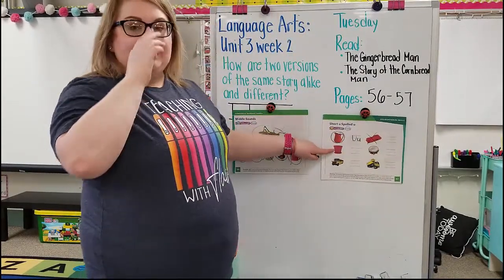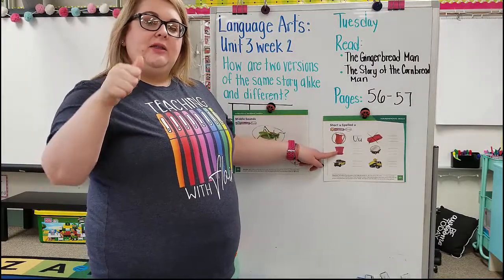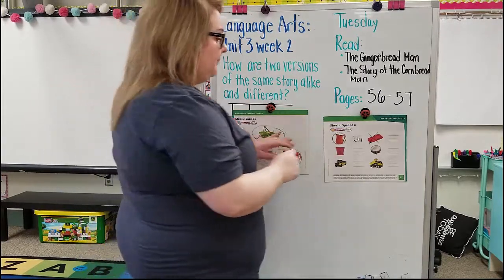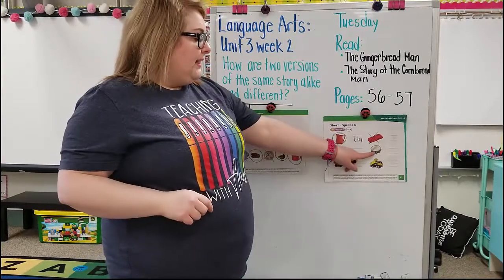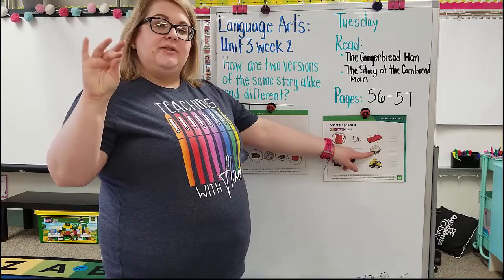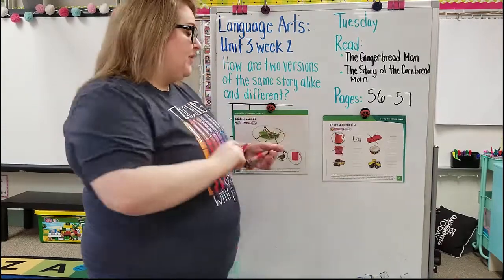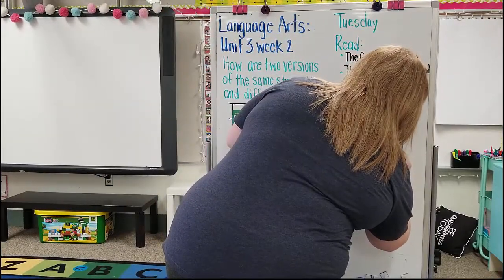Next we have pot. Let's sound it out. Pot. Do you hear the u in the middle? Thumbs up or thumbs down? Thumbs down. Cross it out. Okay, next we have drum. Do you hear the u in it? Thumbs up or thumbs down? Thumbs up. Go ahead and write those U's. Capital U and lowercase u.